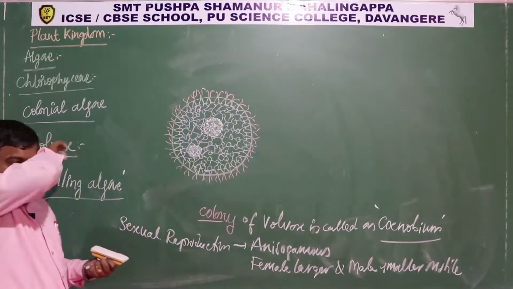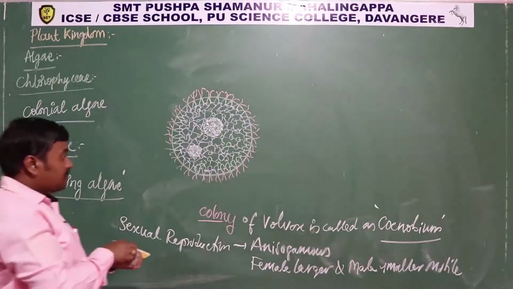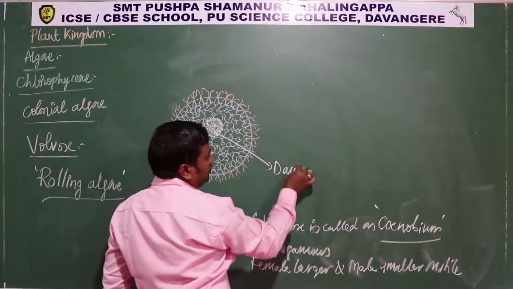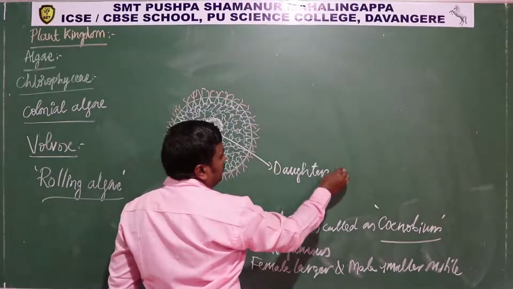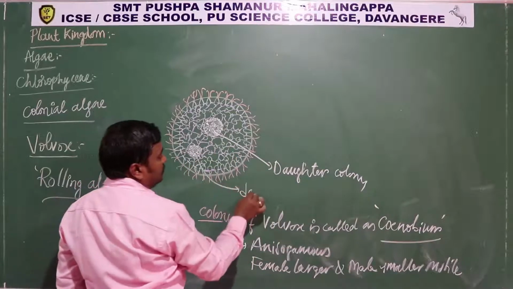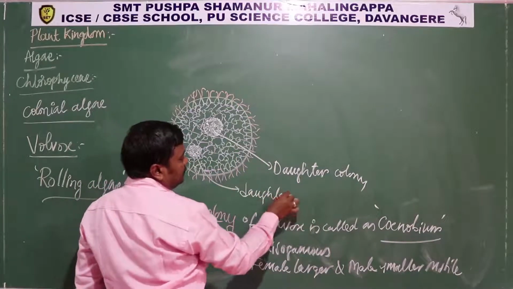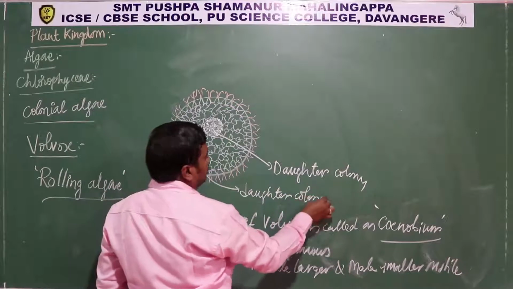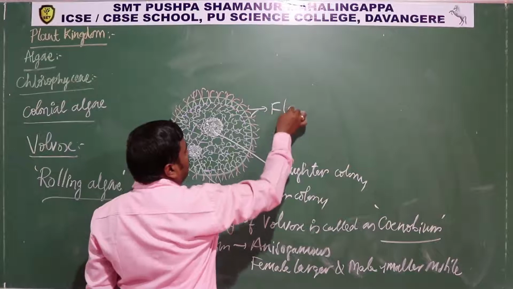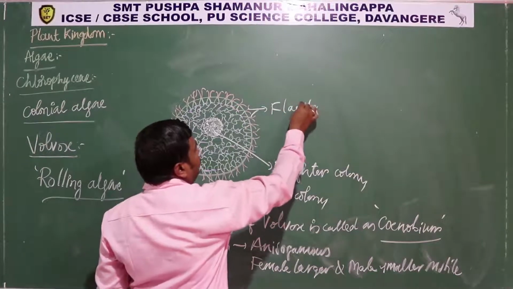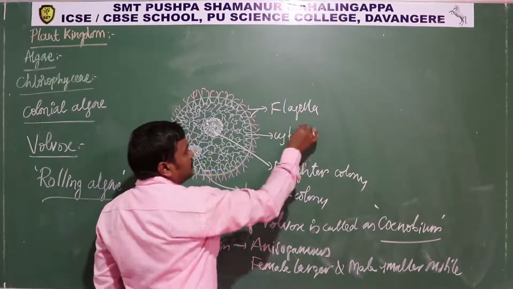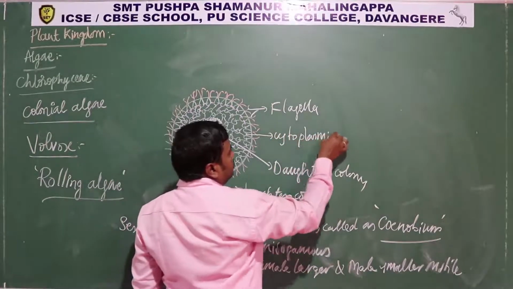Okay, so it is like this inside, and these are daughter colonies. So this is a daughter colony. This one is also a daughter colony. This is flagella. So this is the cytoplasmic connection.